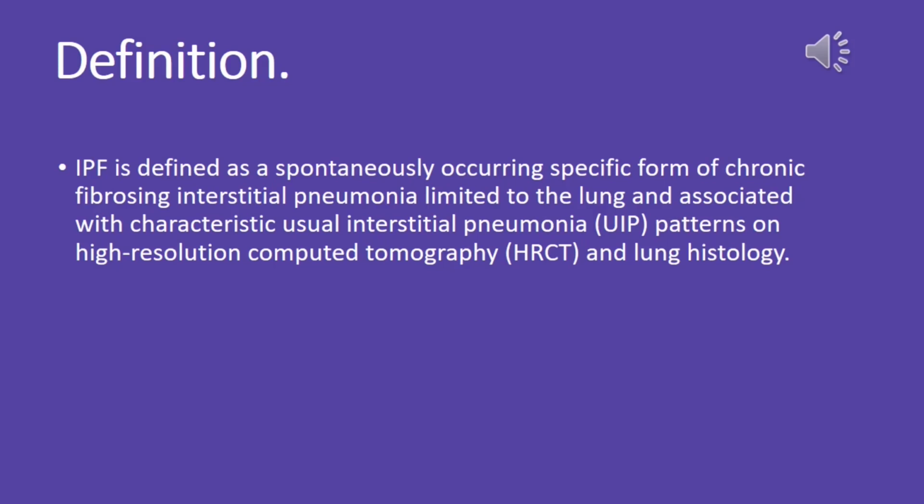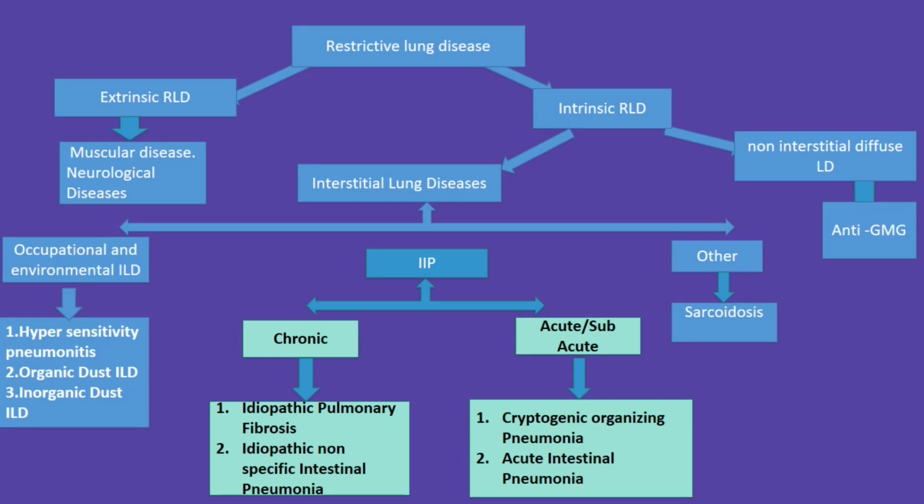Definition: Idiopathic pulmonary fibrosis is defined as a spontaneously occurring specific form of chronic fibrosing interstitial pneumonia, limited to the lung, and associated with characteristic usual interstitial pneumonia patterns on high-resolution computed tomography, HRCT, and lung histology. Idiopathic pulmonary fibrosis, IPF, is a type of restrictive lung disease where the lungs cannot expand properly.